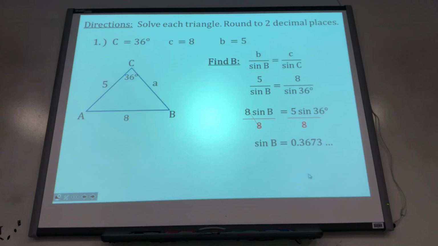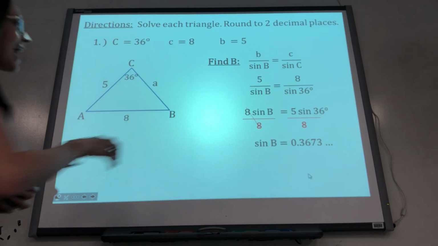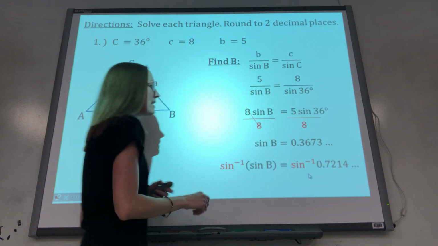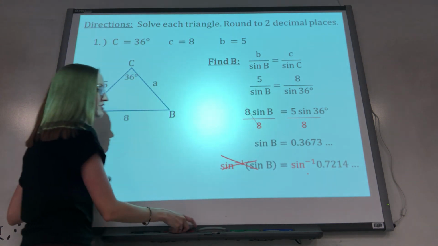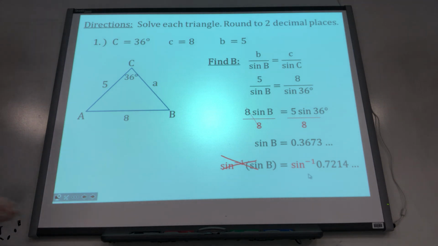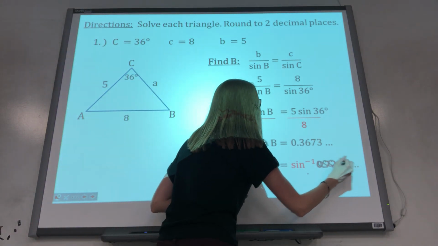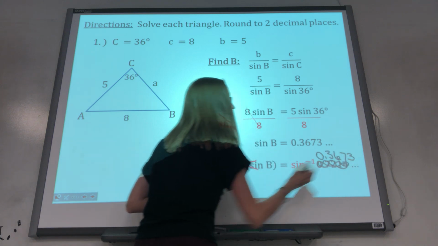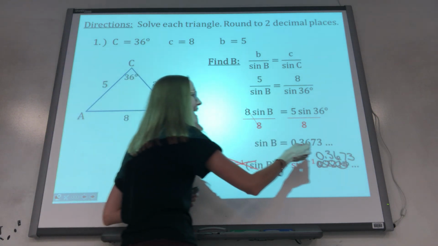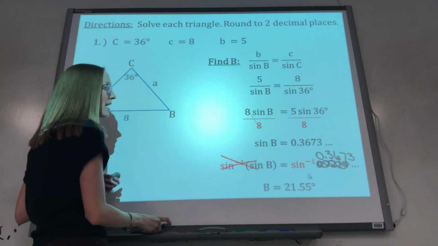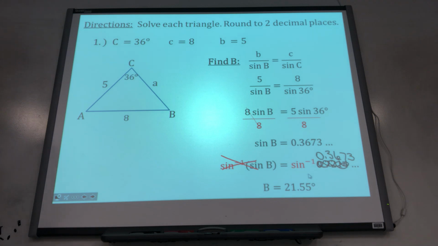Alrighty, now we have to inverse sine that number to get B by itself. Now, I showed you this the other day. This should be inverse sine of 0.3673... If you have that A and S button, go ahead and use that. If you don't, then try to just type in as many places as you can. Again, you don't want to round until the very end of the problem. So it should be about 21.55 degrees.